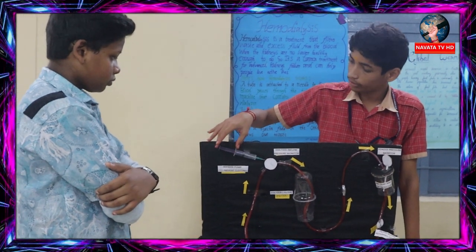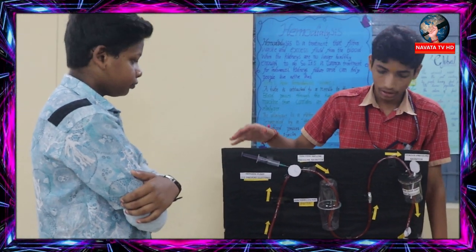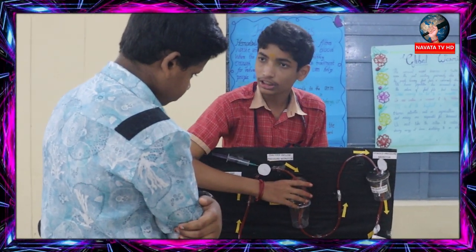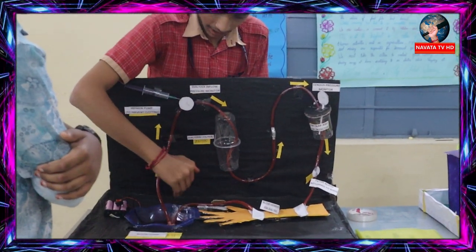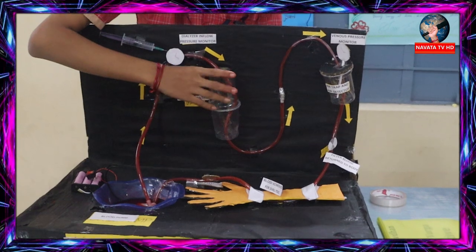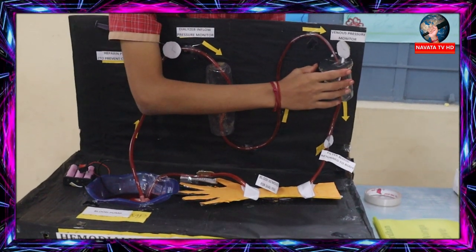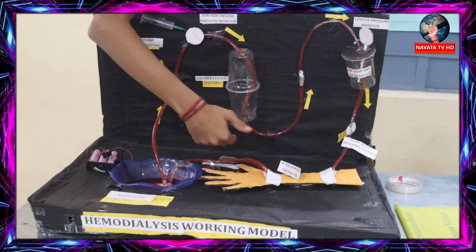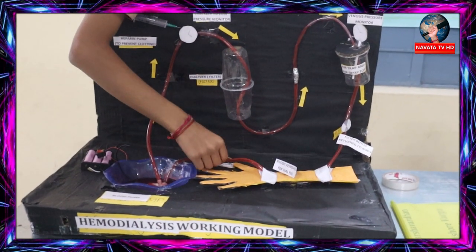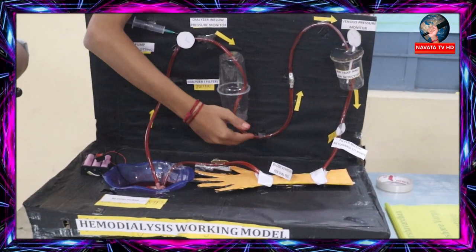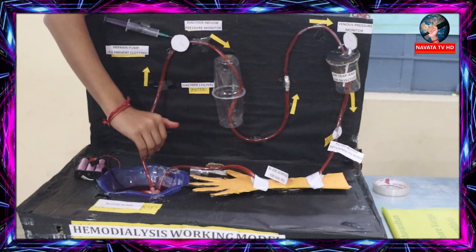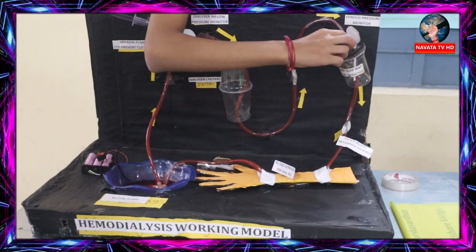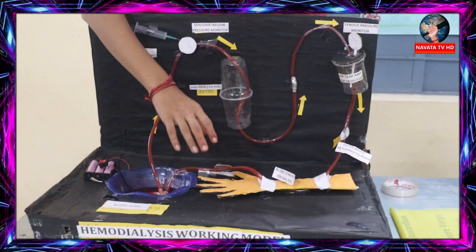Preventing the clotting means we should give the injection compulsorily. This is the dialyzer filter. The blood will be filtered in this dialyzer. This is the venous line. This gives new blood. This transfers the new blood. And this is the arterial line. It will take the waste blood and give the new blood. There are two pipes, the arterial and the venous. The two are the main parts of the project.